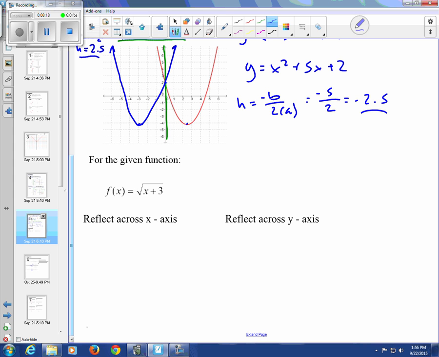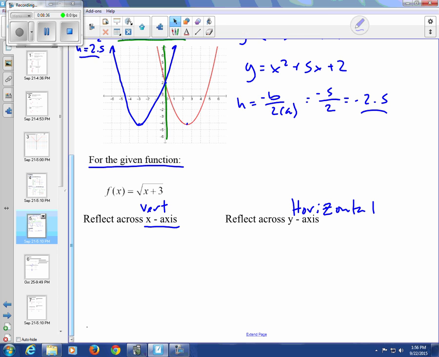Okay, so we've got two more problems, a little more challenging here maybe. We want to go ahead and see if we can get a reflection across the x-axis, vertical, and a reflection across the y-axis, horizontal. For our function right here, f of x equals the square root of x plus 3, that is a graph that's going to look something like this. We've got our domain from negative 3 to positive infinity, so we're looking at 1/2 of a sideways parabola starting at negative 3 and extending out to positive infinity. Why don't you guys pause the video and give this one a try.